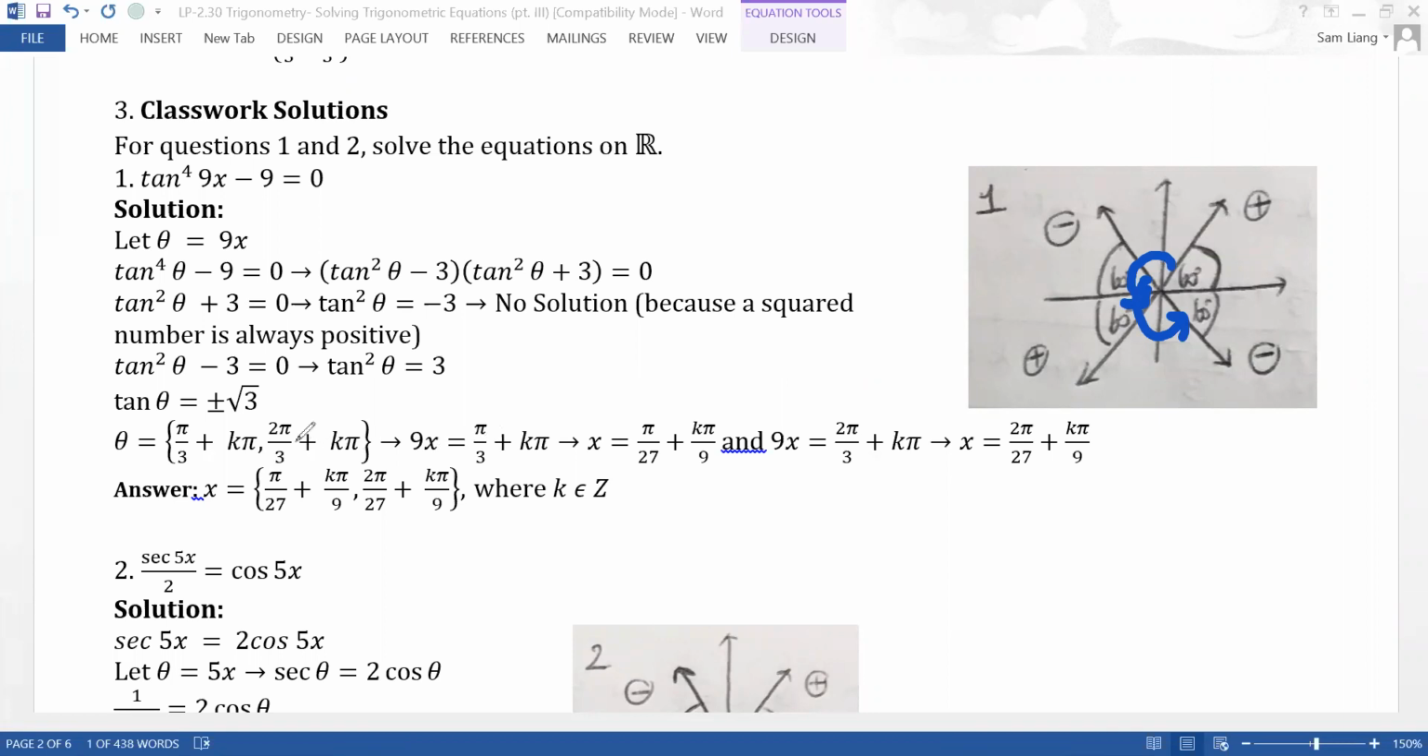After that, you're going to substitute back in. So substitute 9x for theta, and you get 9x equals pi over 3 plus k pi. Remember we're solving for x, so divide both sides by 9. You get pi over 27 plus k pi over 9. And for the other equation, you get 2 pi over 27 plus k pi over 9. So those are our 2 answers, which you see in the last line of the solution: pi over 27 plus k pi over 9, as well as 2 pi over 27 plus k pi over 9, where k is an element of Z.